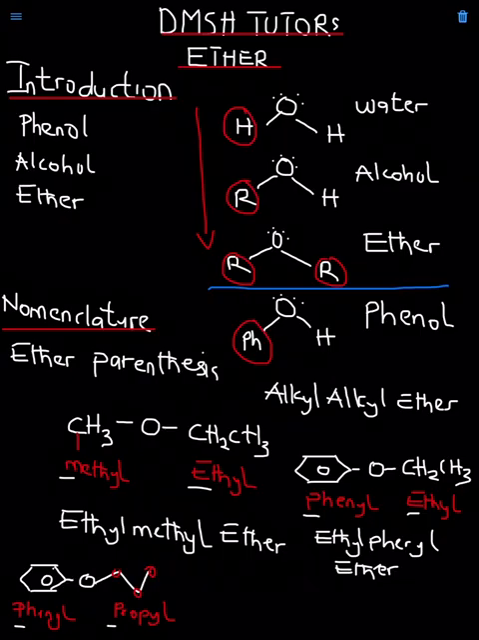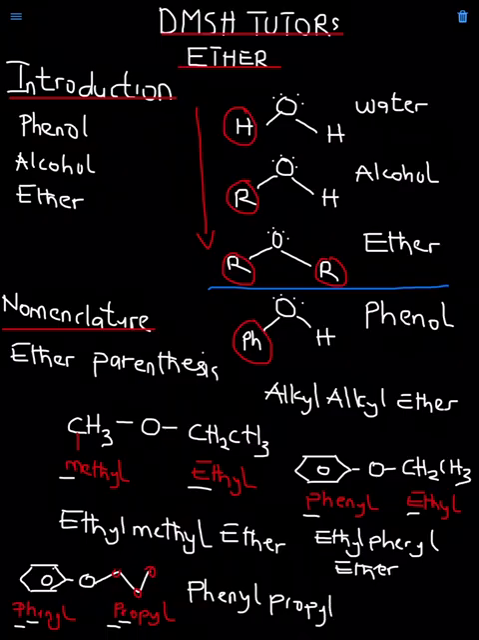Two of them start with P. Now we move to the next letter. Between R and H, which one comes first? H, right? So therefore you say this compound is phenyl propyl ether. Alright, so this is how to name ether using ether parentheses or alkyl parentheses.